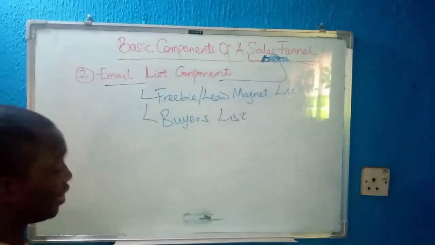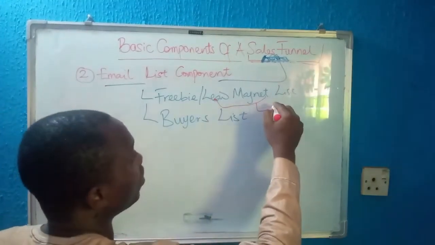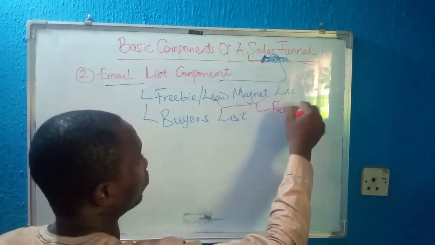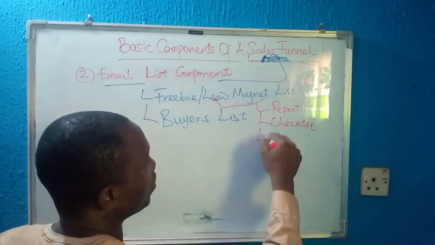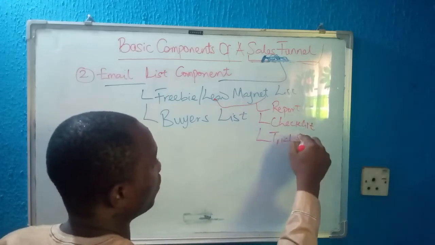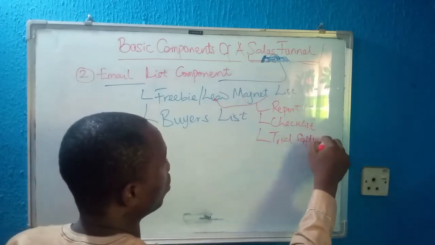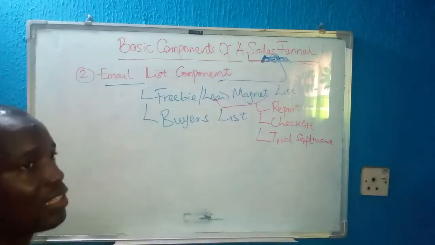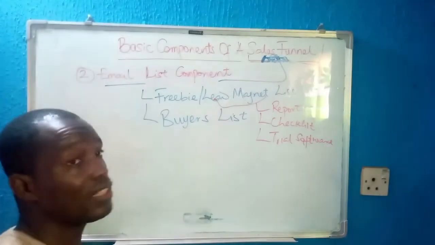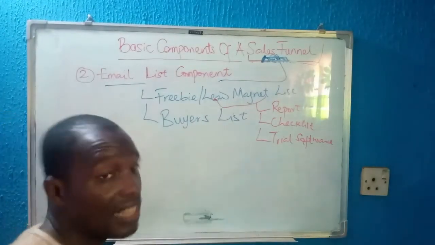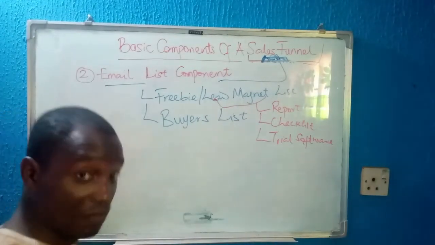So a lead magnet could be a report, it could be a checklist, it could even be trial software. If you have a software company, you can do just like some of these email marketing companies have. There are so many softwares online that offer you trials, some 14-day trials, some 30-day trials, some 7-day trials.